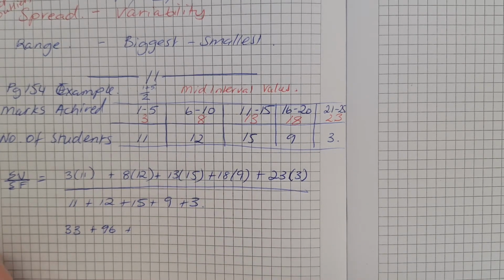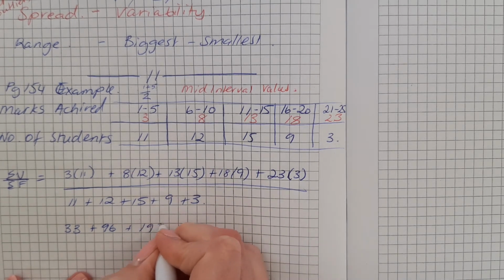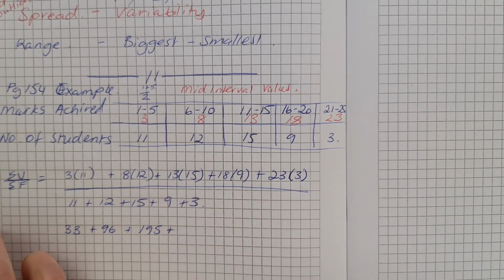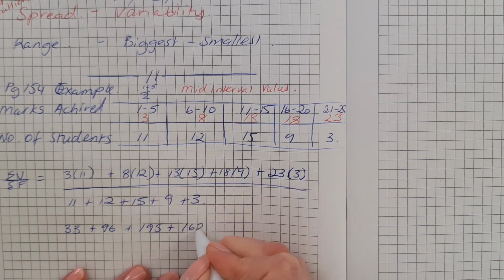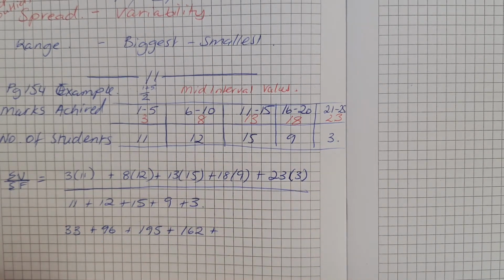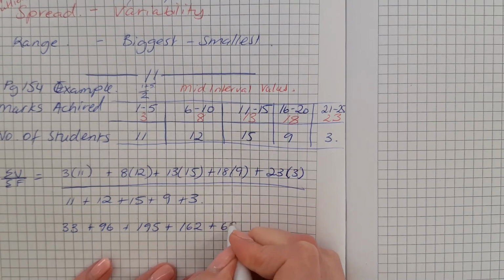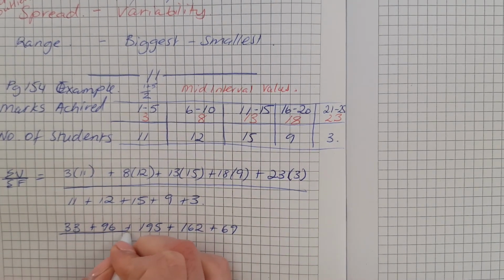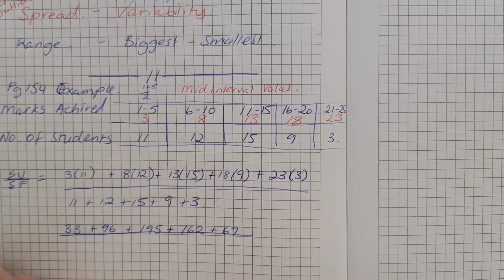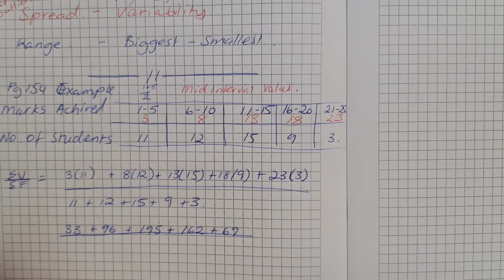13 by 15 is 195. 18 by 9 is 162. And 23 by 3 is 69. All over, and we can add these numbers. 11 and 12 and 15 and 9 and 3 is 50.